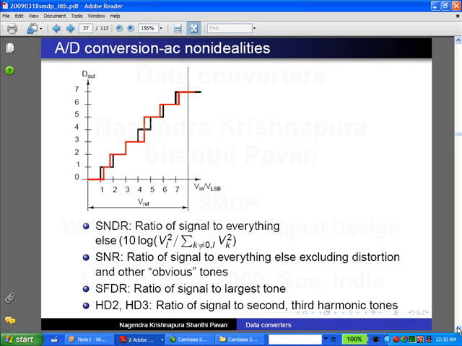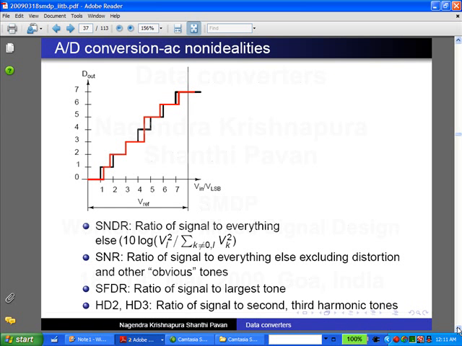Okay, just like we said DNL and INL, but these refer to static. These are called static non-idealities, because you keep the input fixed, you vary the input slowly and see where the outputs change, and then based on that you calculate the INL and DNL. Whereas when you put in a sine wave of some frequency and then test how much the errors are, those are known as AC non-idealities. Okay.